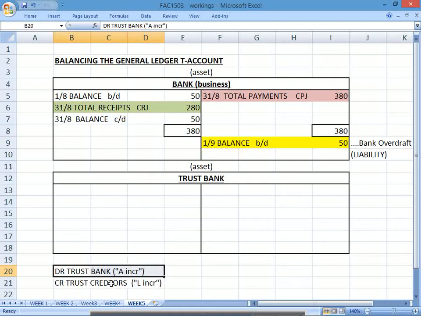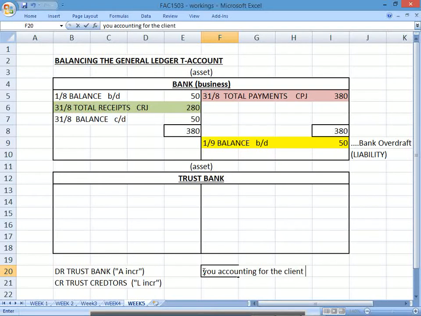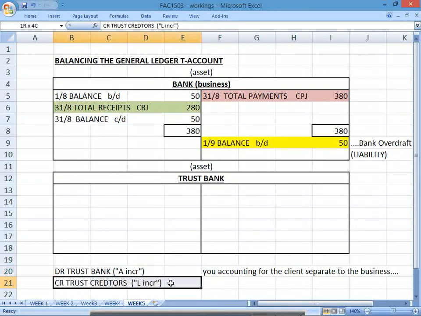So it doesn't quite meet the definition fully, because if you think about it, the trust bank account is actually money that's not yours. So why would you call it your resource? It's not your resource, it's your client's resource. But remember, you're accounting for the client separate to the business. That's the only reason why you still look at it as an asset, because it's an asset to your client. Trust creditors, that's a liability. Why? Because you owe them, your client. So it's kind of looking at two things in one. It's looking at your books, but it's taking their perspective into consideration.